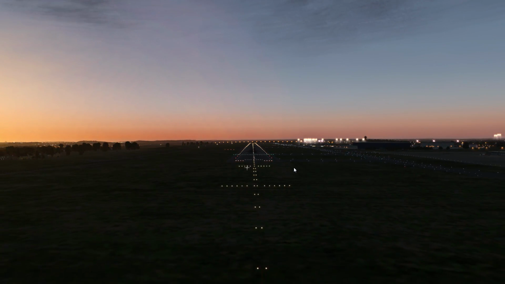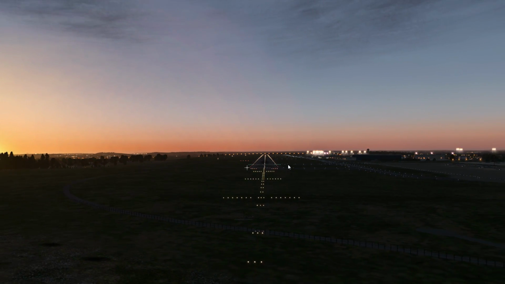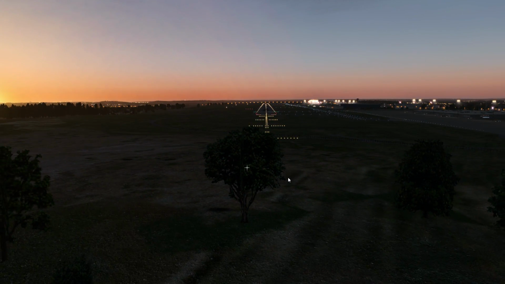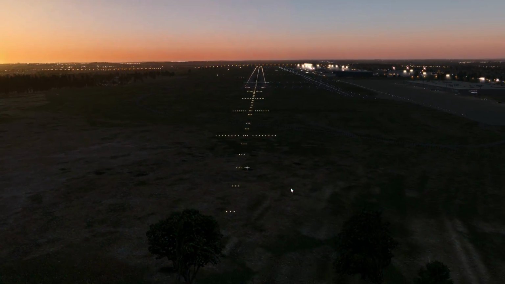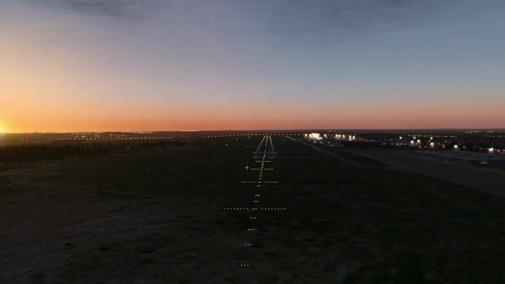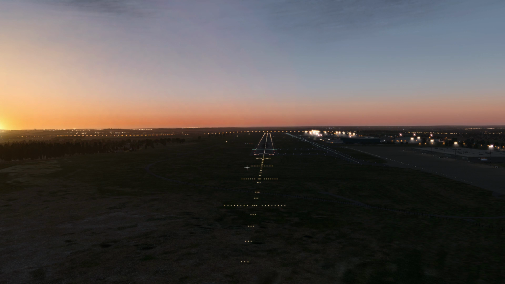So let's zoom out so that we can get that approach lighting system in our view. We're looking to go out about 3,000 feet. In fact, there we go. That's the start of the approach lighting system. I can take a screenshot like that if I wanted to, I guess. There we go. Or I suppose the correct screenshot would be that one.